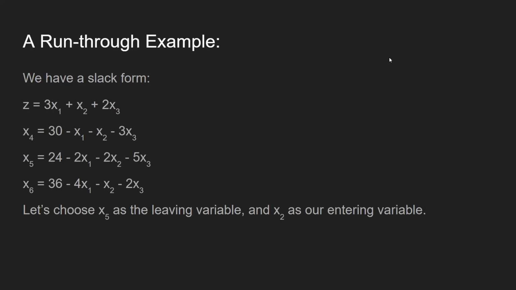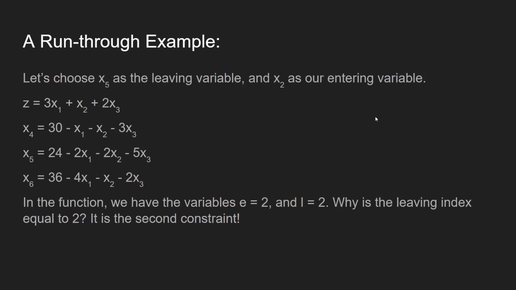So here's my run through example. I took this example from the book, but I ended up choosing a different entering and leaving variable. So for this one, we'll swap x of 5 with x2. And so with that, we would have e equals 2 and l equals 2 as well, and the reason why is because it's the second constraint, so it's the second row.